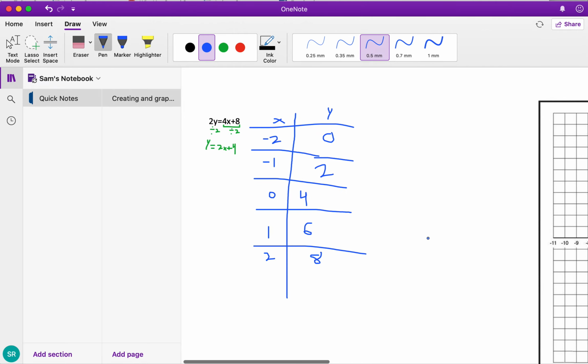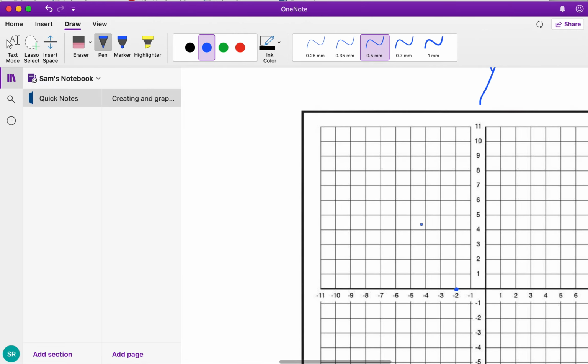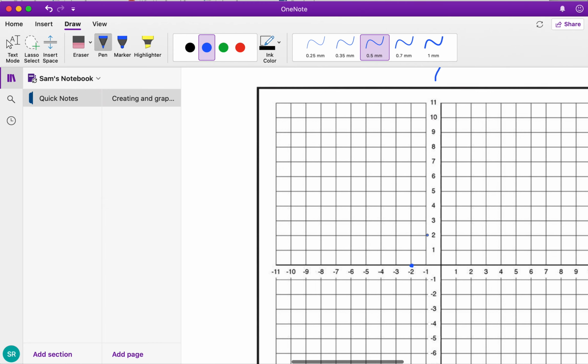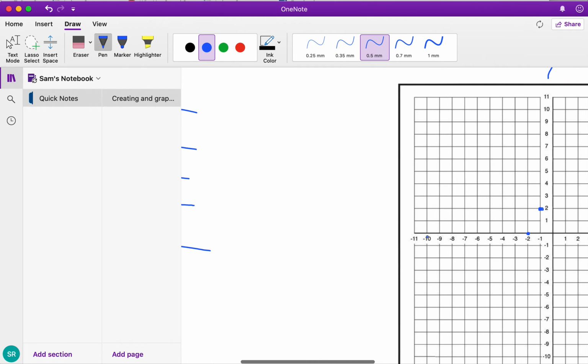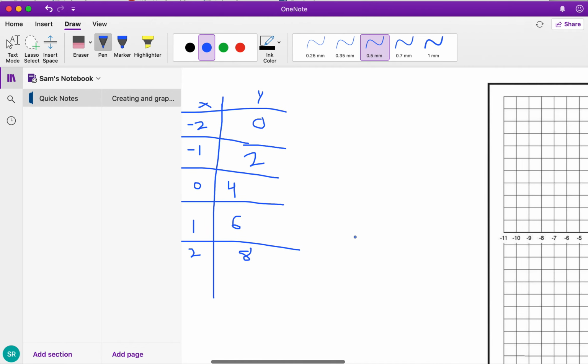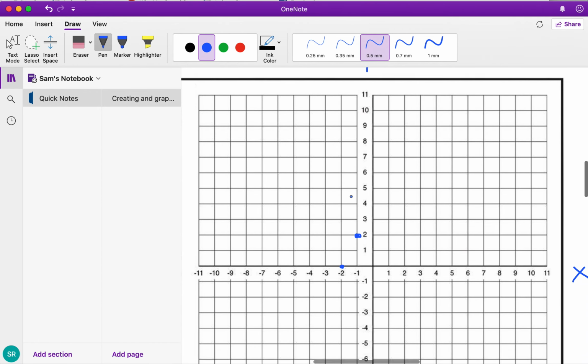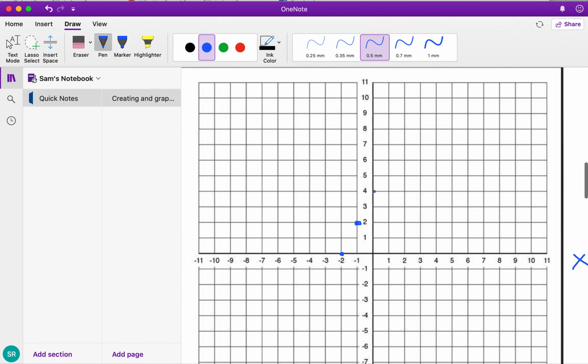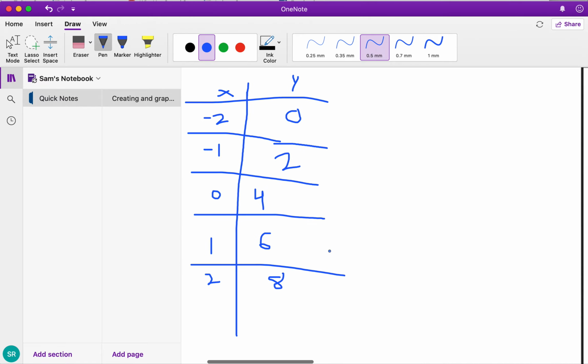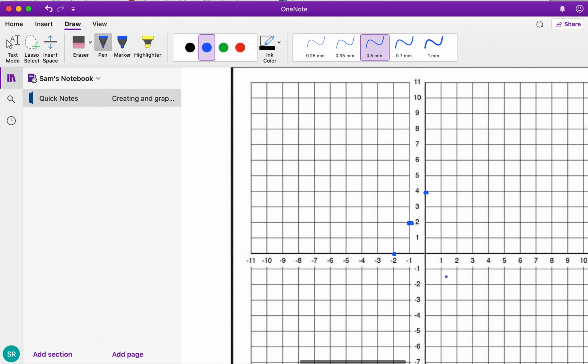Then negative 1, 2. So negative 1 on the x-axis, and then positive 2 on the y-axis. Then let's do a couple more. So then 0, 4. We're not moving at all on the x-axis, but we're going up 4 on the y-axis. And one more. Okay, let's do 1, 6. So 1 on the x-axis, 1 to the right, and then 6 up. Now look at our final point.